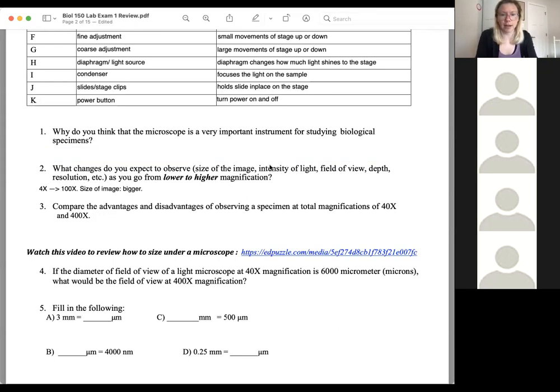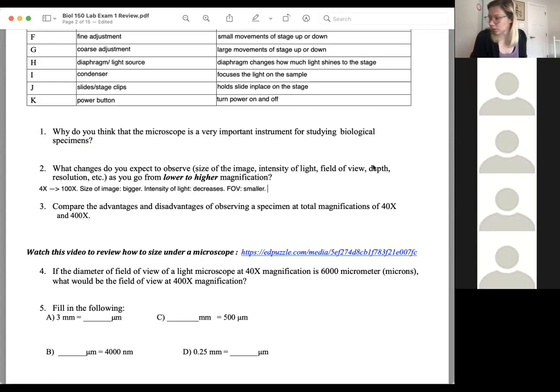All right, what about the intensity of light? Is the light going to get brighter, or is it going to get dimmer? Dimmer. Absolutely. Yeah, the intensity of light decreases, it gets dimmer. The field of view, is the field of view going to get larger or smaller or stay the same? Smaller. Right, it's going to get smaller.